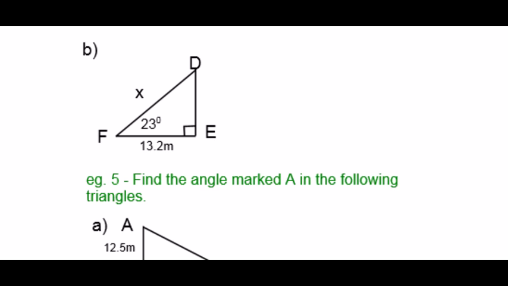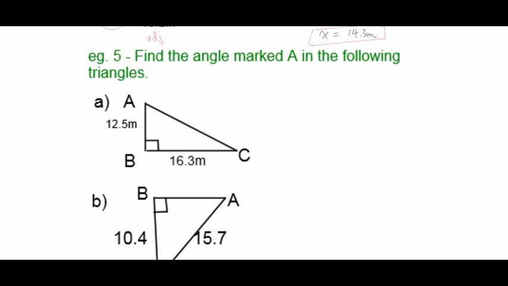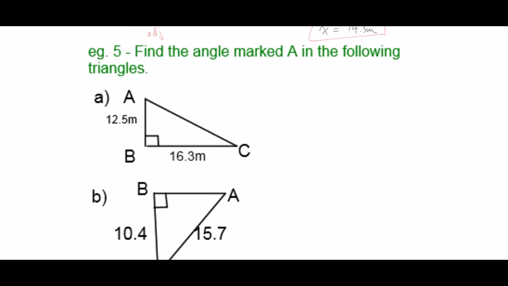Alright, so now let's move on to our final problem of the day. Find the angle marked A in the following triangles. So here we go. So let's go and reference the angle and label the sides. Now what we'll do is we'll write down SOHCAHTOA and figure out which one of these works. Taking a look at our problem, we've got two sides which are adjacent and hypotenuse, and we're just looking for the angle. So basically we're going to end up using TOA.